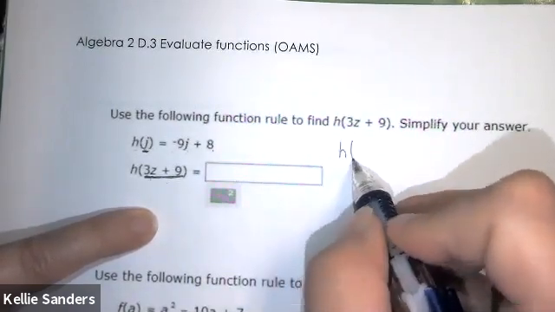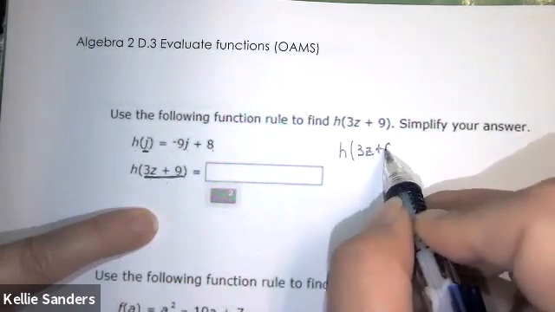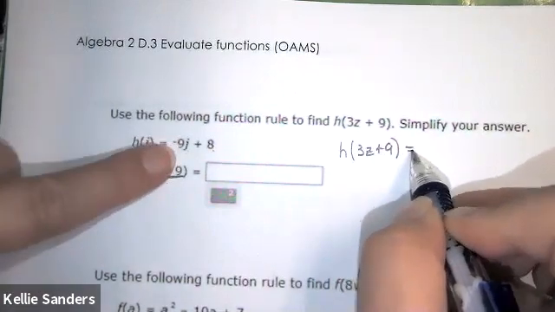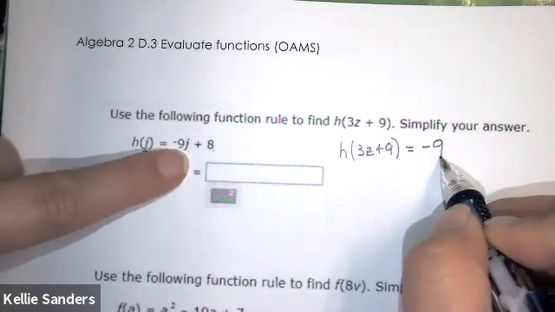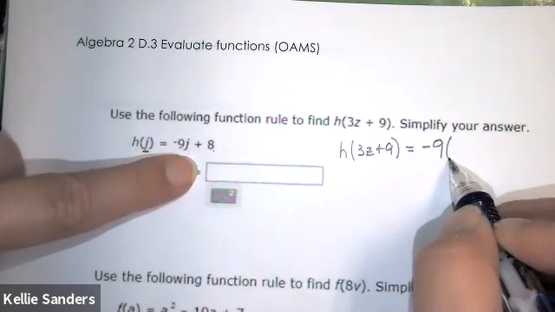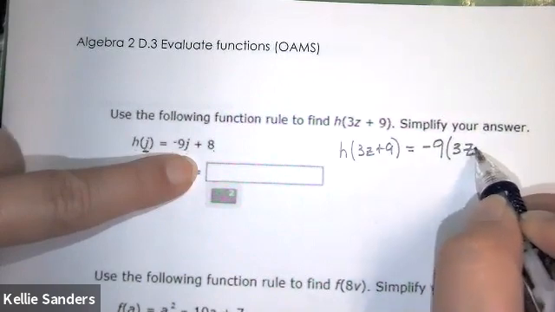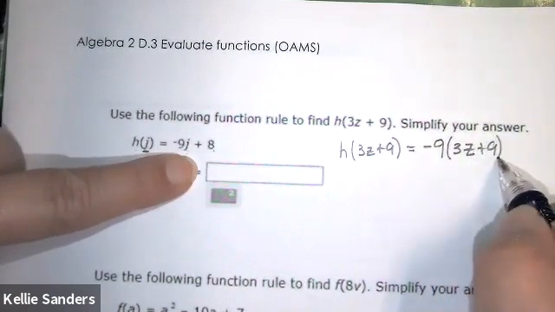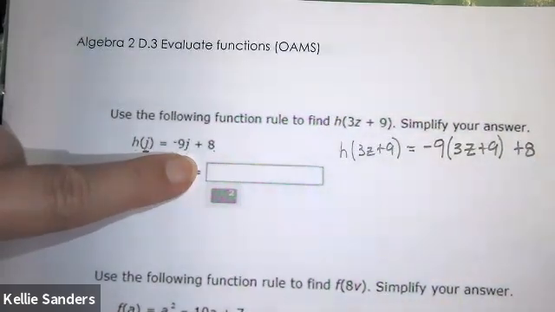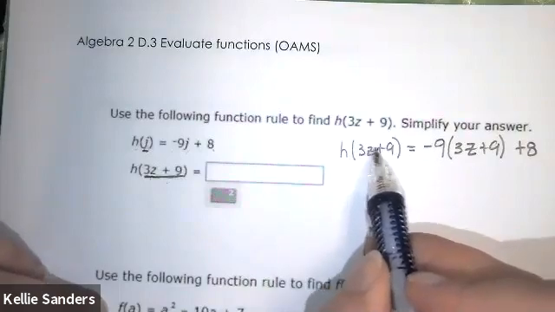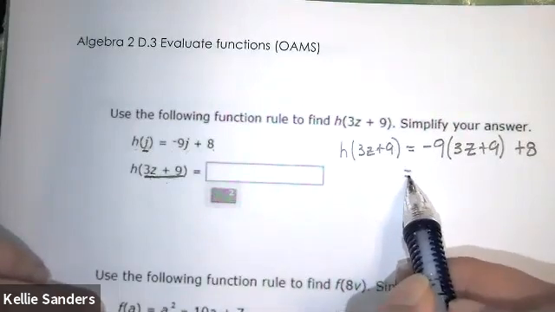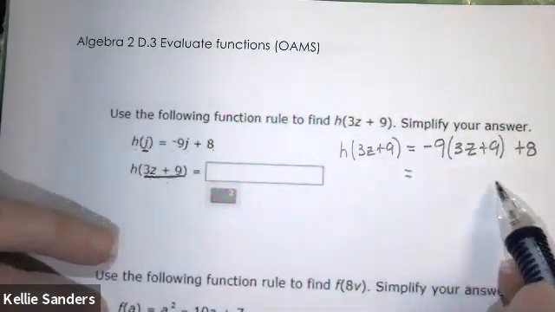So h of 3z plus 9 equals -9, because that's what that is. -9 and j is together, so I'm going to put a parentheses, and I'm going to put 3z plus 9 because that's all j was, plus 8. This doesn't matter anymore. Forget about it. All you're doing is simplifying this side.